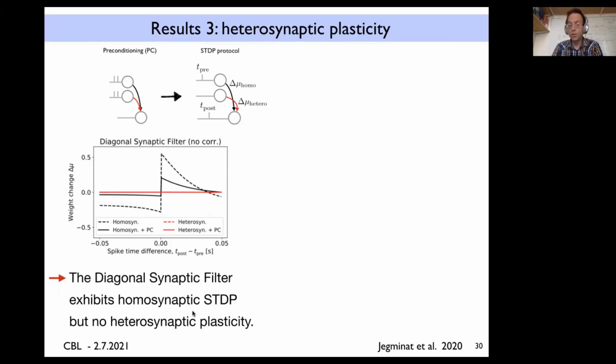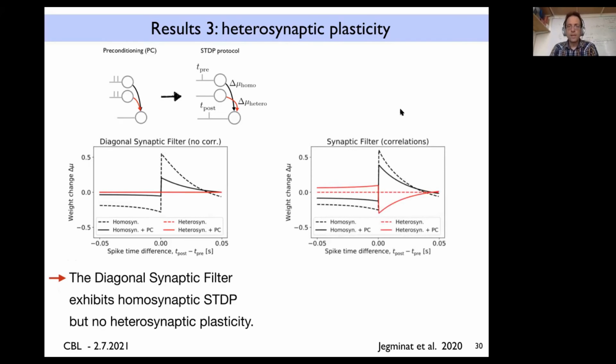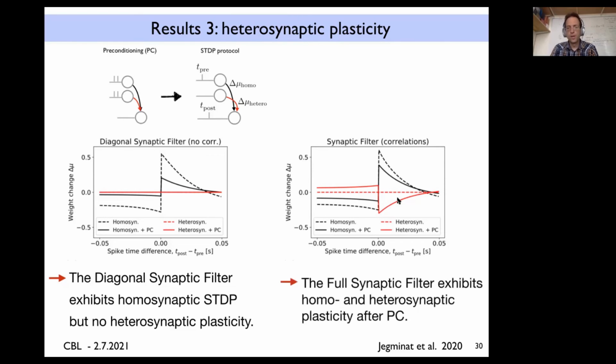Because there cannot be crosstalk between synapses, precisely because you multiply your pre-post term by a scalar instead of by a matrix. But if you consider the full synaptic filter and not the diagonal one, when you have potentiation, pre-post leads to homosynaptic potentiation, but the other synapse will show depression. So you have heterosynaptic depression. The full synaptic filter elicits homo- and heterosynaptic plasticity after some preconditioning.